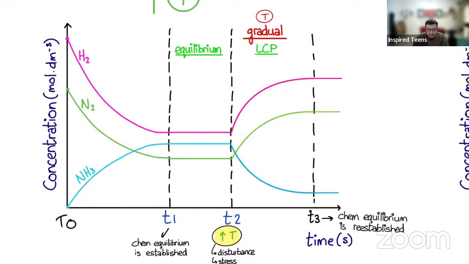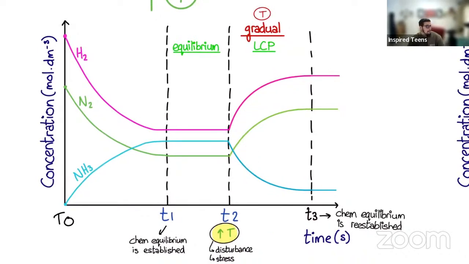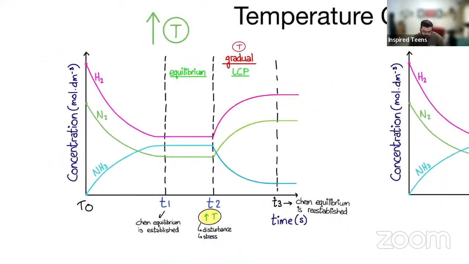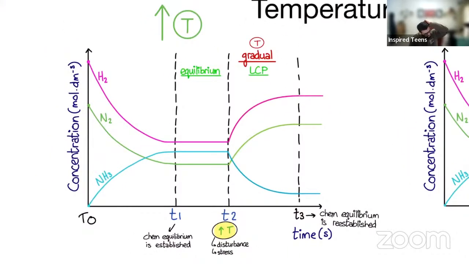So that is important and that is key, because sometimes you'll be given the graph and you'll be asked to answer questions, and you need to understand from this which reaction is favored, whether it's the forward or reverse. And here we can clearly see the reverse is favored because the reactants increase and the products decrease. So that is the first concentration versus time graph for an increase in temperature.